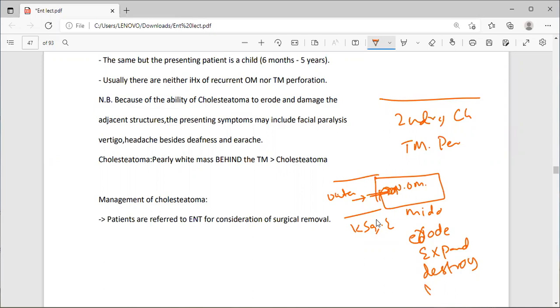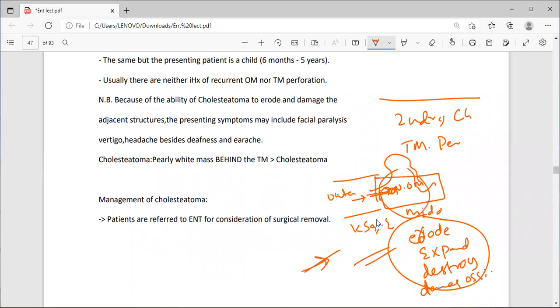And lastly, they will damage the ossicles. So basically, it's like a tsunami or something. Okay, whatever comes in its way, it can finish it off. The whole tympanic membrane, the whole ossicles, and all it can damage. Okay, and it is irreversible. So what you will have to do is take it out via surgery.